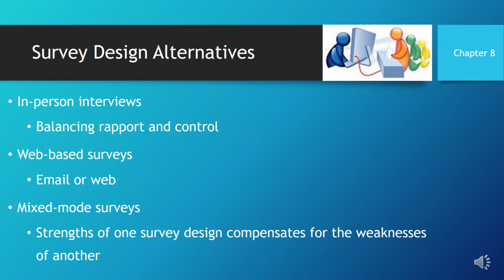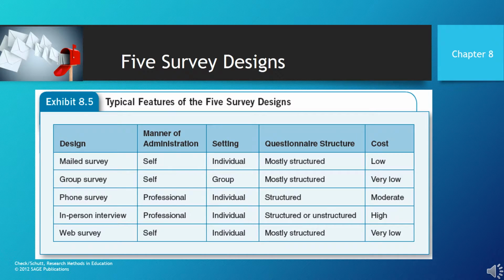Or a mixed mode survey design, which allows the strengths of one survey design to compensate for the weakness of another. The 5 survey designs are listed in Exhibit 8.5 on page 171 in your textbook. Notice the manner of administration, type of setting, questionnaire, structure, and cost.